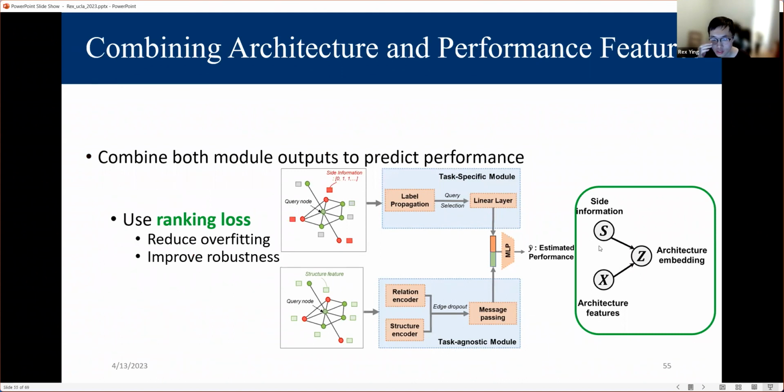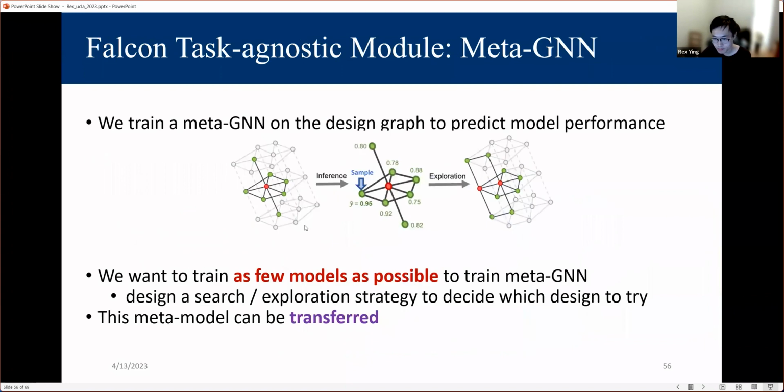A short note is that we use ranking loss instead of directly supervising with a performance metric like accuracy, because it's often easier to train with ranking loss, and it's not sensitive to the magnitude of the metric like accuracy or AUC. With ranking loss, we compare two nodes and say which one is predicted to have higher performance.